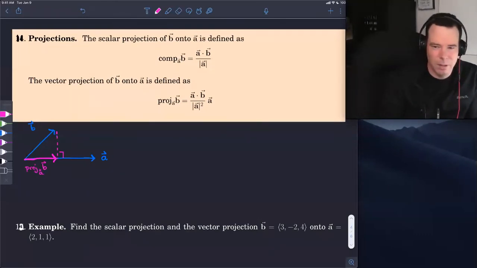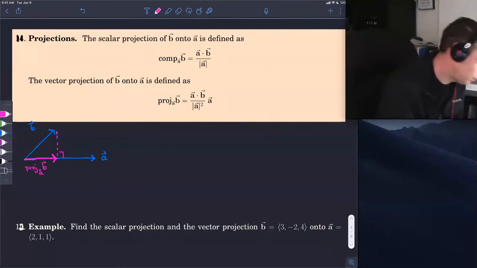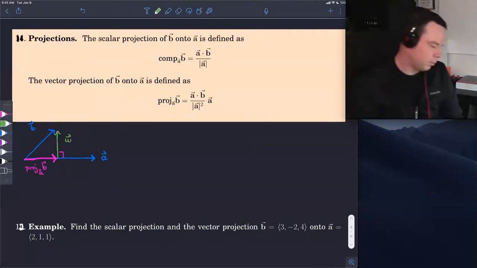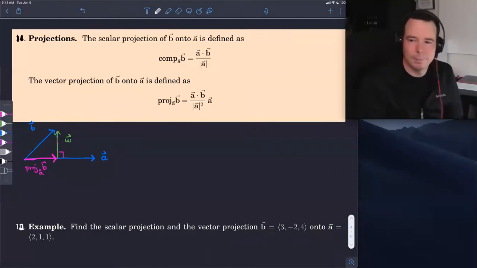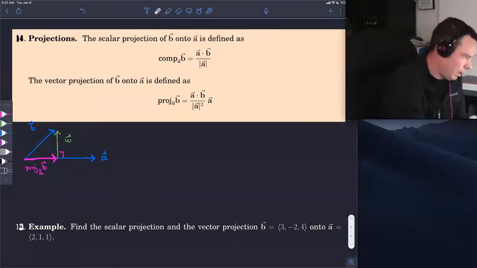For this vector B, what is the part of it that points in the direction of A? Because there'll be another part of it that points in a direction that's perpendicular to A. So I'll label this perpendicular vector as well, and I'll call it W. And I'm interested in figuring out what that pink vector is. So what do we have?